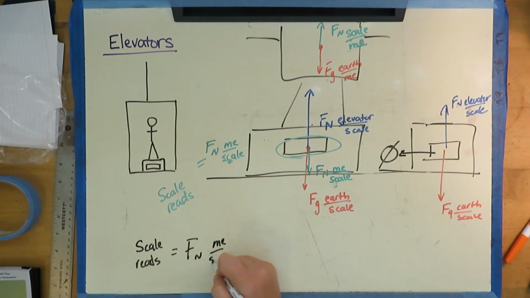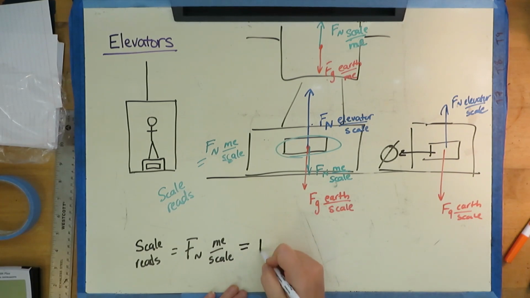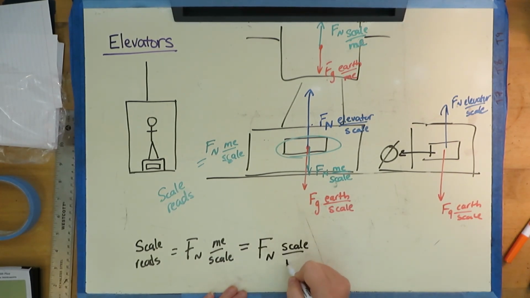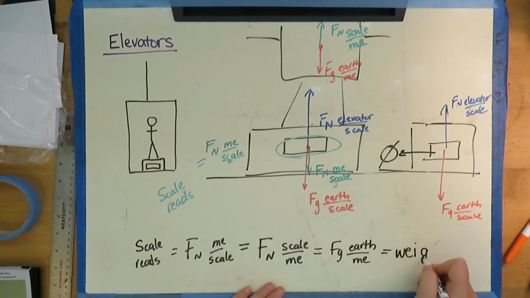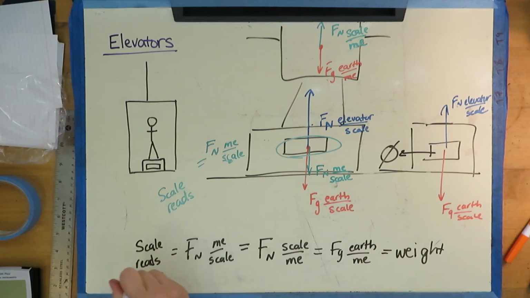me on the scale. I'm assuming, due to Newton's third law, that that is equal in magnitude to the normal force of the scale on me, which I am then assuming is equal to the force of gravity of the earth on me, which is the same thing as weight. So I'm assuming that the scale is reading my weight, but there's all of these steps in between.